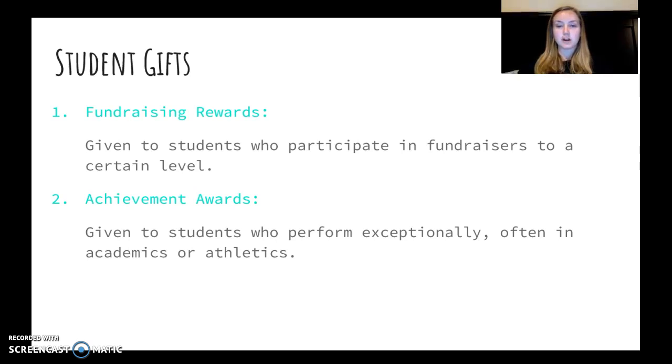Fundraising rewards are something that I remember getting as a kid. So when you sell a certain amount of merchandise for your school or you raise a certain amount of money for your school, you get some sort of reward, and that could be a physical reward from your school. And then the second is achievement awards, which are given to students who perform exceptionally, often in academics or athletics, and get some sort of merit-based award for their achievements.